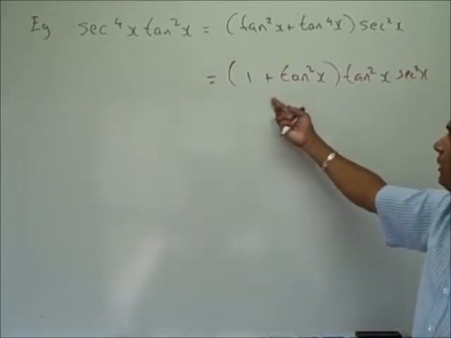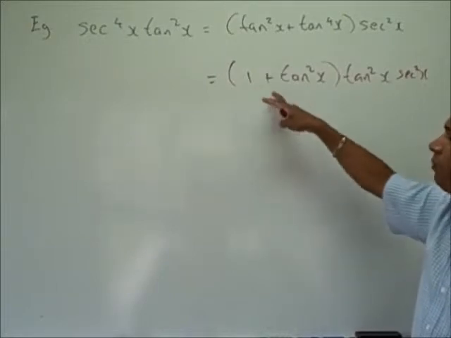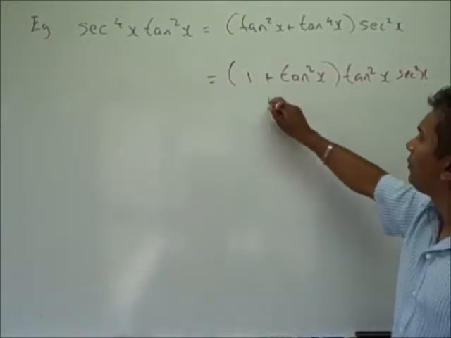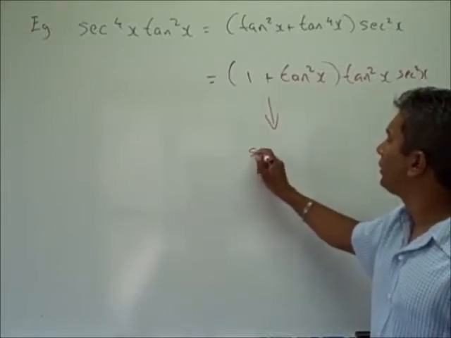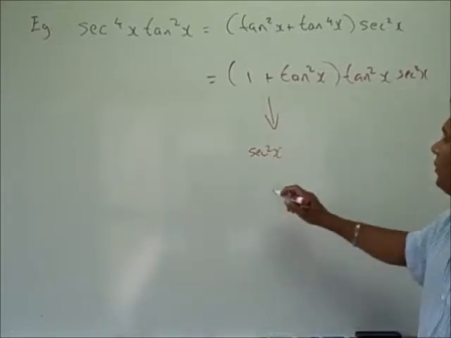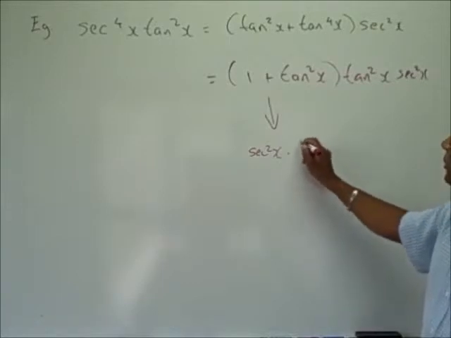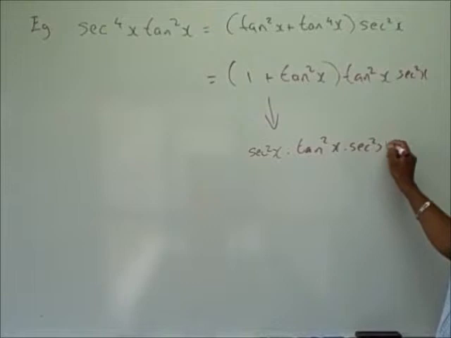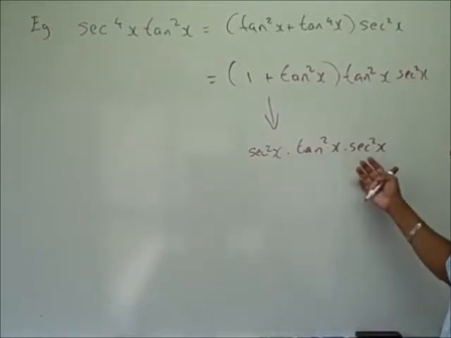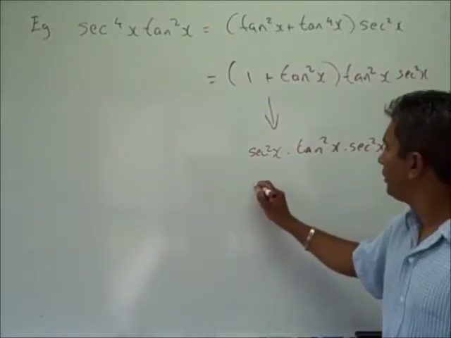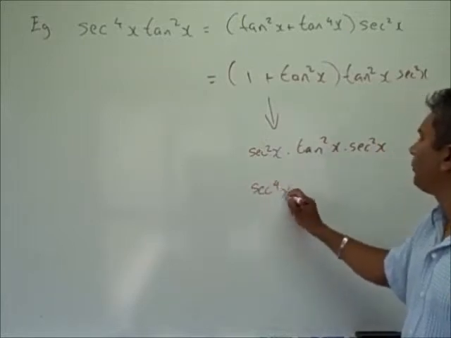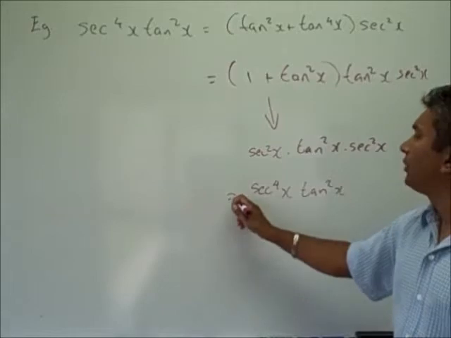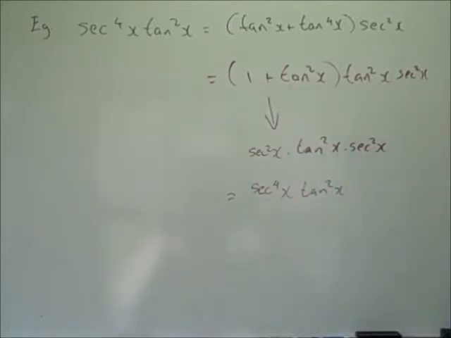We know from our fundamental identities that 1 plus tan squared x is equal to secant squared x. So we can replace this with secant squared x. So now we have secant squared x times tan squared x times secant squared x. Or secant squared x times secant squared x will give us secant to the 4th power of x times tan squared x, which is exactly what we have on this side.